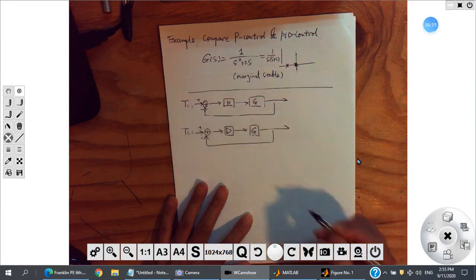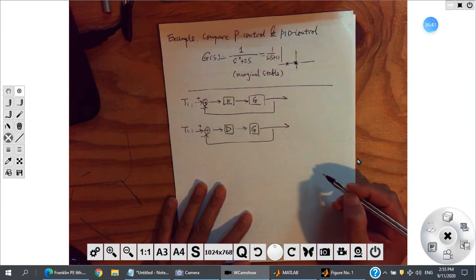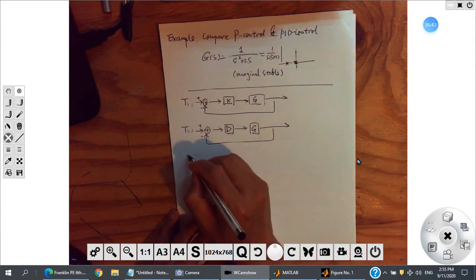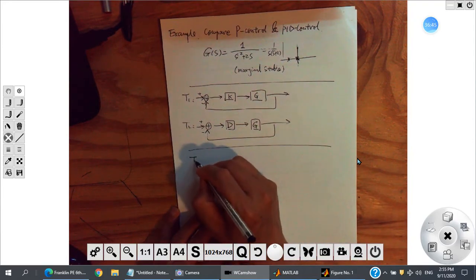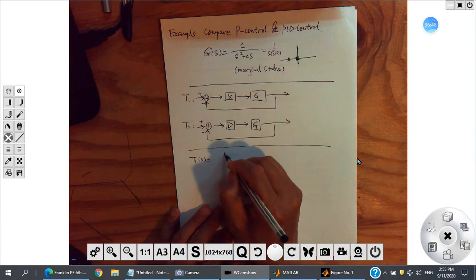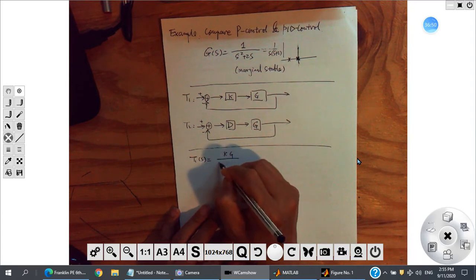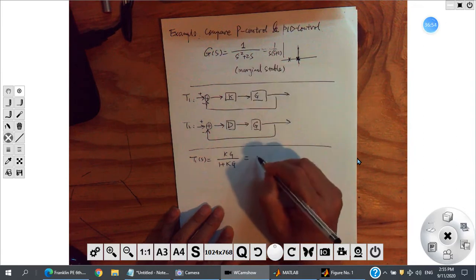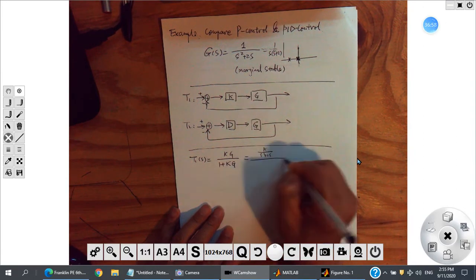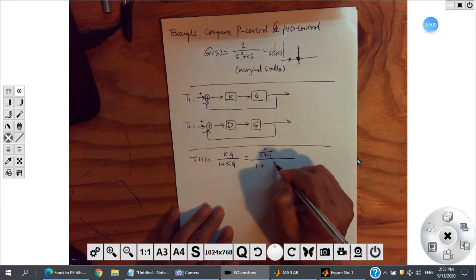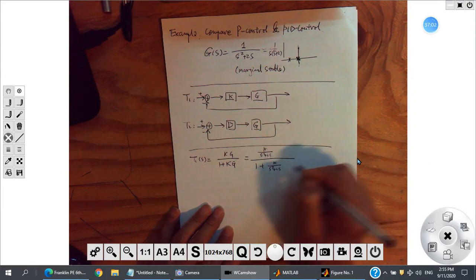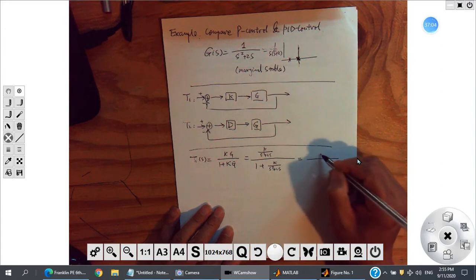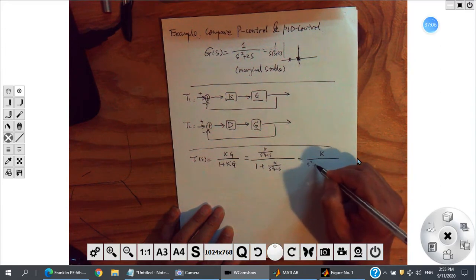Right. This is T2. We want to compare these two. T1 of S will be Kg over 1 plus Kg. So it's K over S squared plus 2S. This is the numerator. Here's 1 plus K over S squared plus 2S, which equals K over S squared plus 2S plus K.